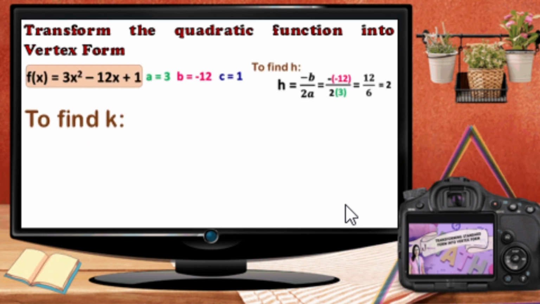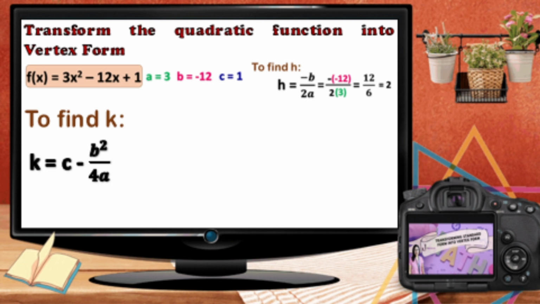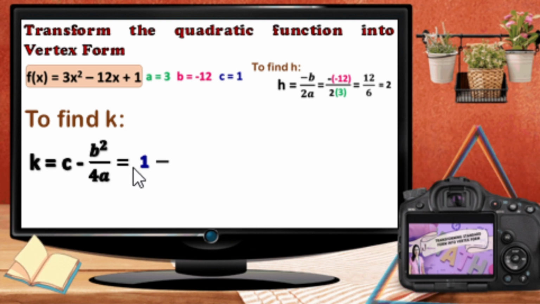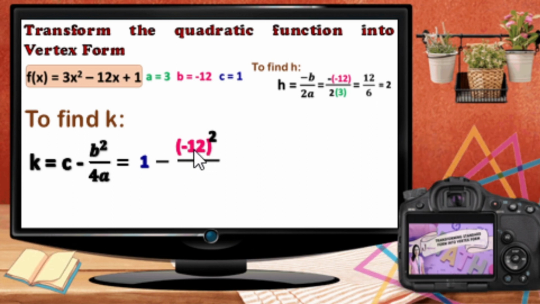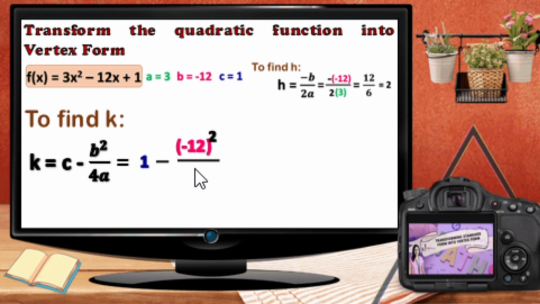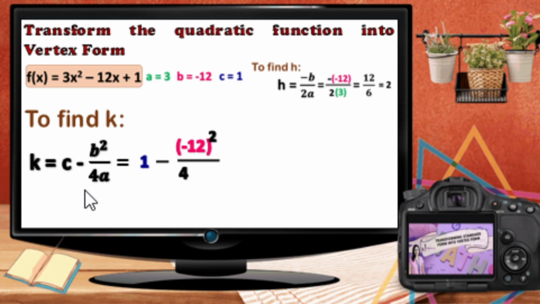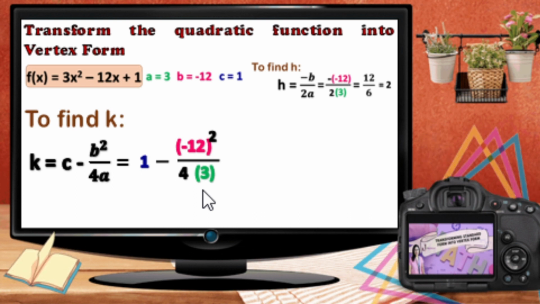So, let us find the value of k. So, the formula in finding the value of k is c minus b squared over 4a. Then, substitute natin yung mga values natin. So, for the value of c, we have 1 minus b squared, which is negative 12, ang value ng b. Then, square natin yun over 4, which is yung nasa formula, times sa value ng a, which is 3.